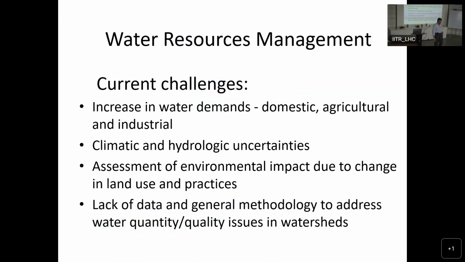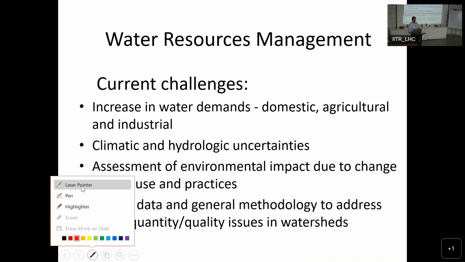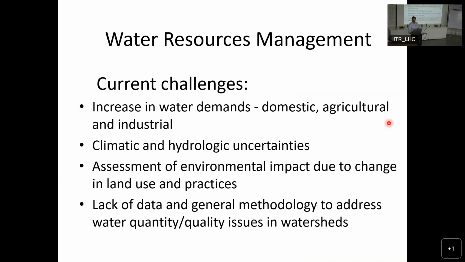I wanted to start with water resources management. Almost at any scale, it continues to be a challenge. And especially if the problem that we are looking at is complex and involves a lot of factors, increase in water demand, increase in populations, and so on, basically do put a lot of stress on our water resources, whether they are domestic, agriculture, or industrial use.